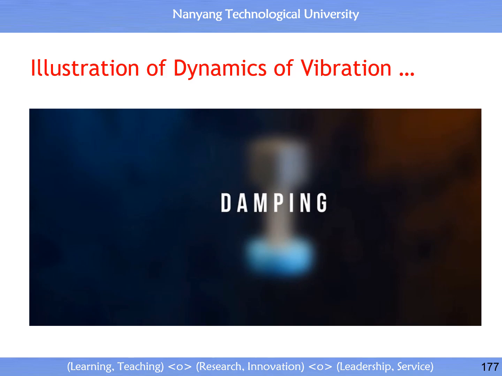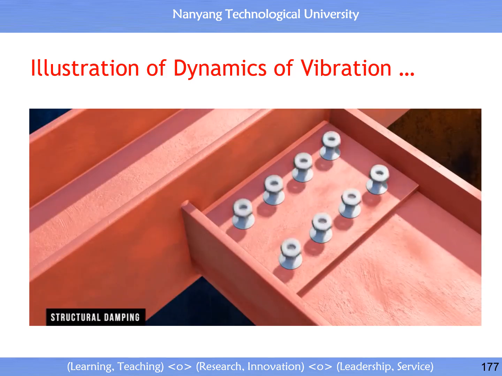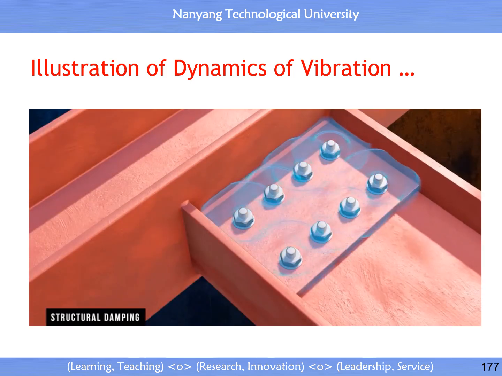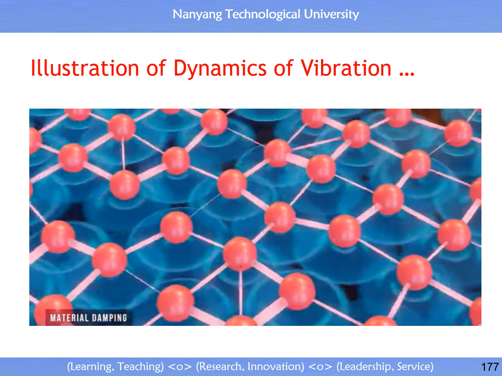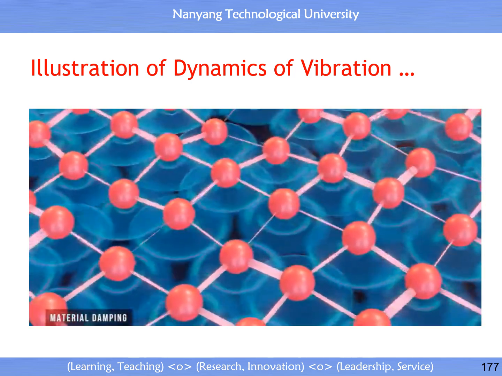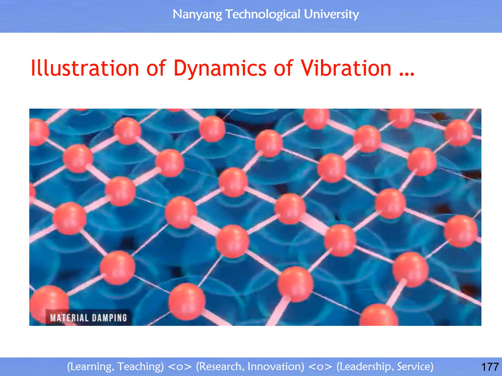There are several different mechanisms that can contribute to the overall damping of a system. With structural damping, energy in a vibrating structure is dissipated due to the relative motion of components at structural joints. And material damping is damping provided by the material itself, where energy dissipates in a vibrating material due to interactions occurring at the molecular level.